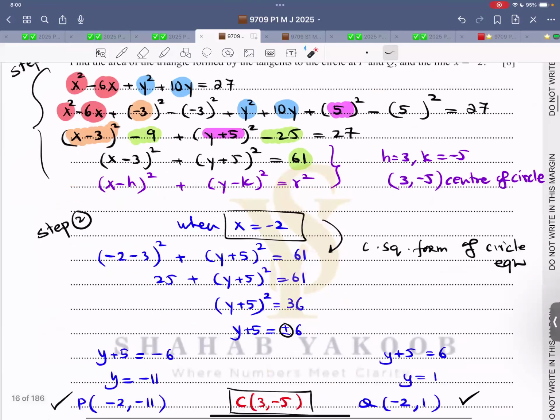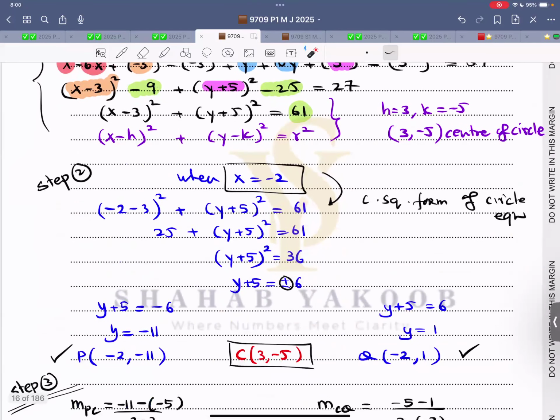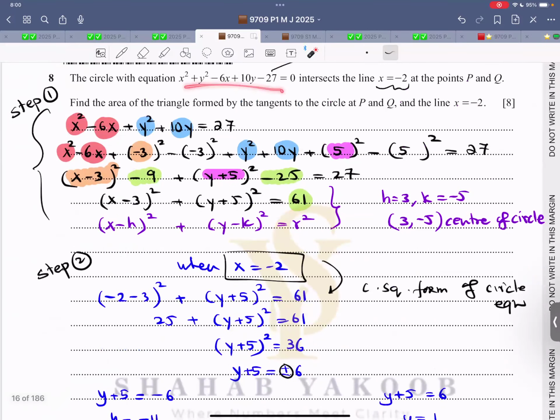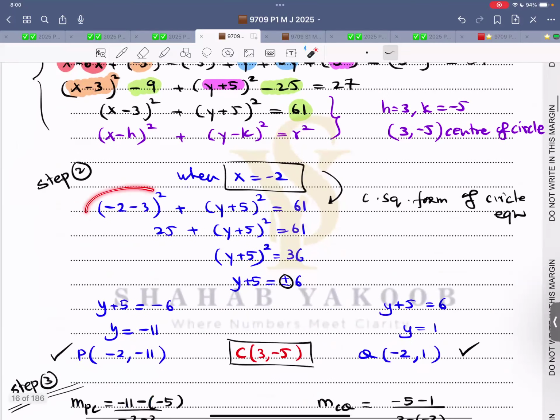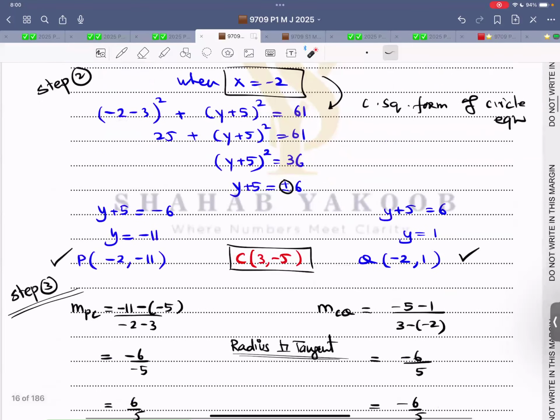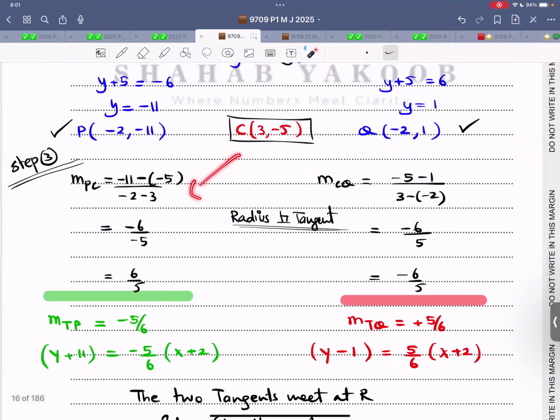So now when x is equals to negative 2, what are the y coordinates? So you can either plug in this one, no issue. I plugged in this one. I comfortably took the square root plus minus. I get two values of y, such and such. One is negative 11, the other one is positive 1. And over here, the center C is there. What is this working all about? Can you guess? That is the center of the circle. There is the point P.